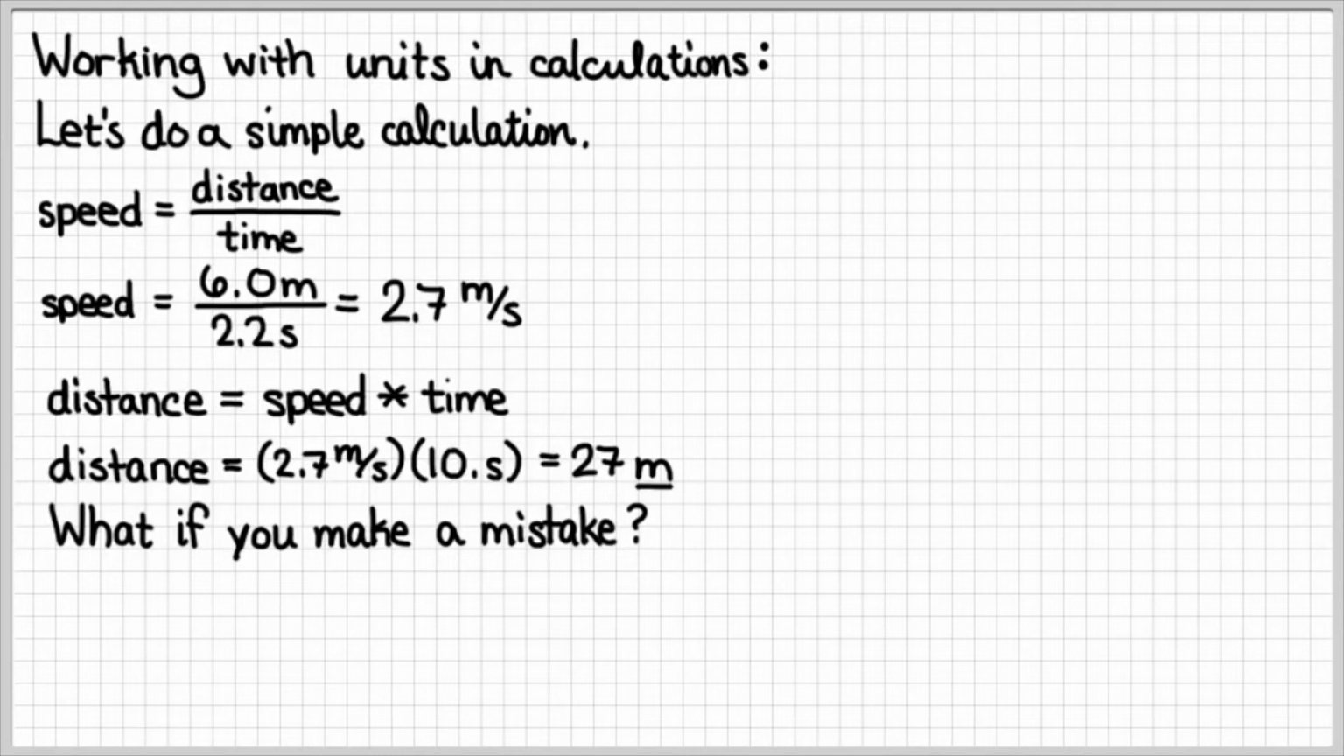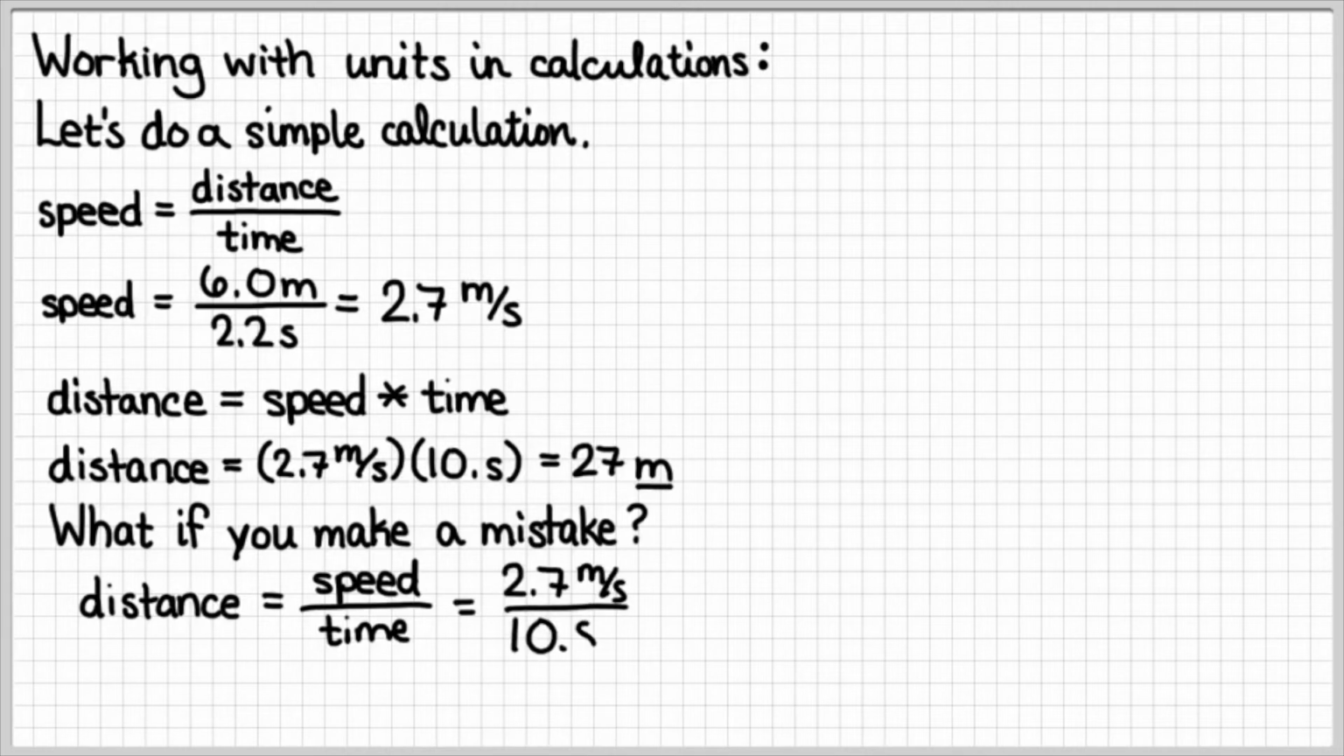But what if you made a mistake when writing down your equation? Let's say you wrote down instead that distance equals speed divided by time. Maybe you're having a hard day. Then we put in the 2.7 meters per second divided by 10 seconds, and we solve and we get 0.27 meters per second per second. Then we think, wait, we wanted a distance. We can manipulate that and see that's meters per second squared. And that is not a unit of distance. So that indicates that we've made a mistake somewhere.